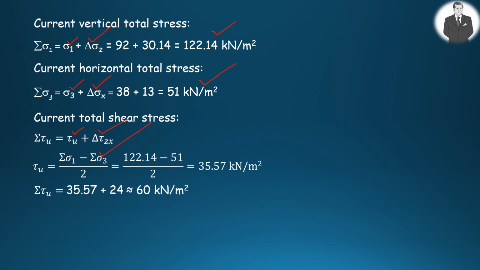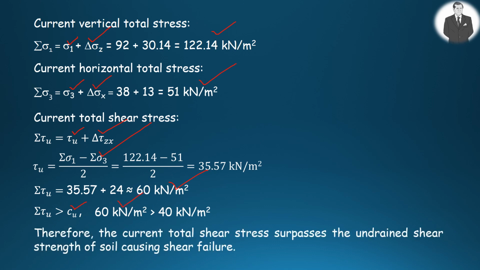The total shear stress can be obtained and then compared with the shear strength of soil under undrained condition. Since the total shear stress is greater than the shear strength of soil under undrained condition, the soil mass will fail.